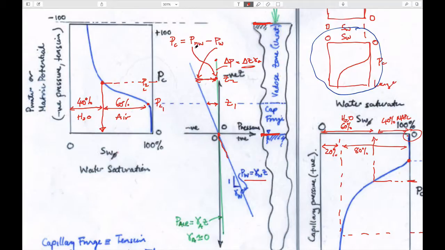Capillary pressure is defined in terms of non-wetting and wetting fluids. This happens to be water. This happens to be air. Nitrogen, basically, I guess, right? And so we were able to say something about the saturations as we go up in the subsurface.